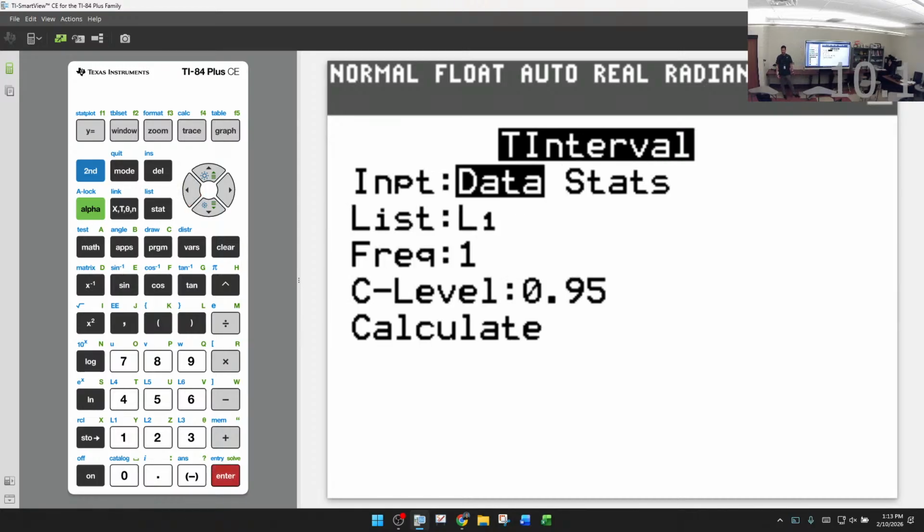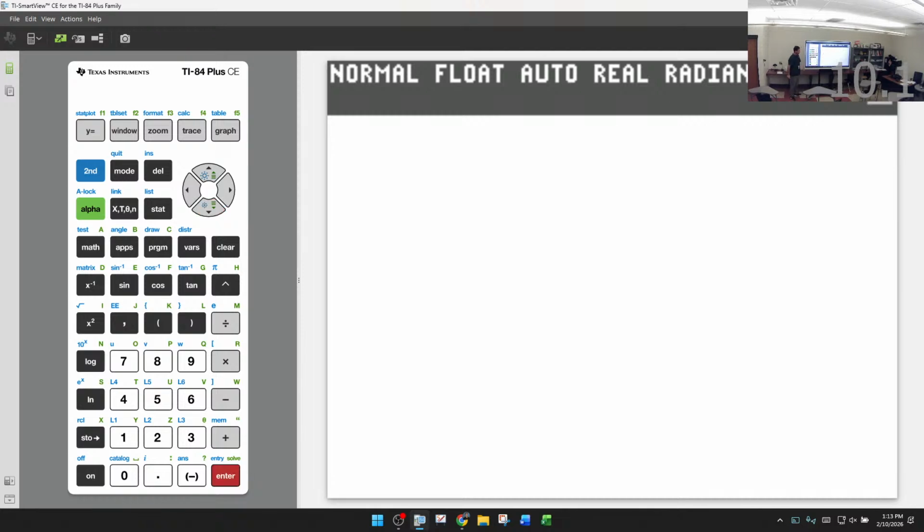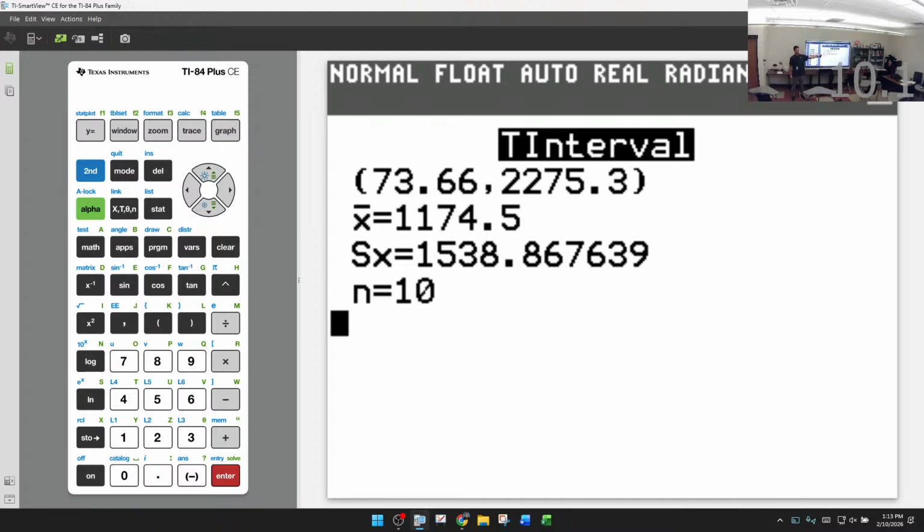Okay, you got the data. It comes from L1. If you don't put it in L1, change it to L2, whatever. Frequency's 1, how often does it occur? Level is, I think this one's 90, 95, it doesn't really matter, right? Then calculate. And when you calculate it, guys, it gives you the mean and the standard deviation. And so just put those numbers down. X bar equals, S of X equals, N equals 10, DF equals 9. There's the interval. Y'all okay with that?